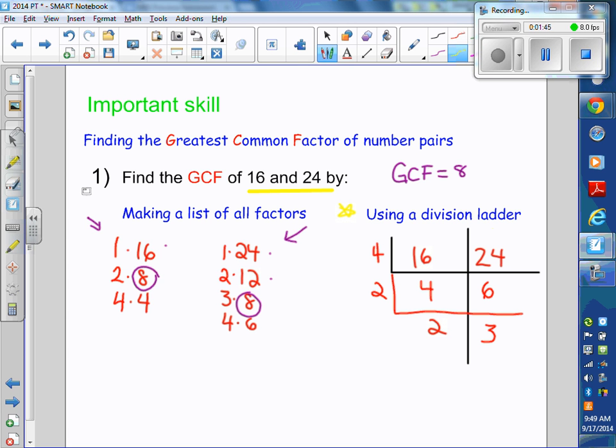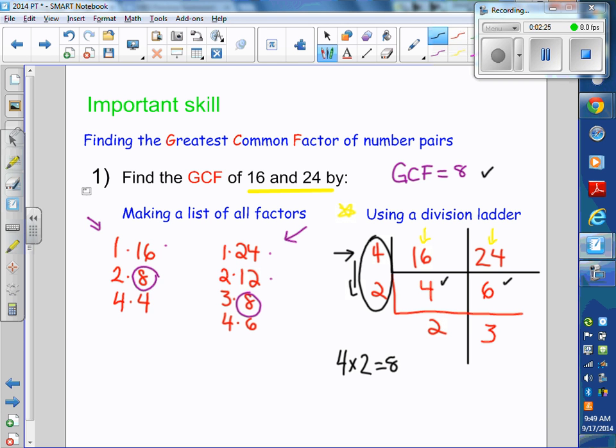So if you look at the two numbers 16 and 24 and think of any common factor they have, like 4 for example, you can take that out and do division. 16 divided by 4 is 4, and then 24 divided by 4 is 6, and you just repeat the process until the numbers at the bottom of the ladder only have the common factor of 1. Once that's done, the numbers on the side, their product forms the GCF. We get 8 either way.